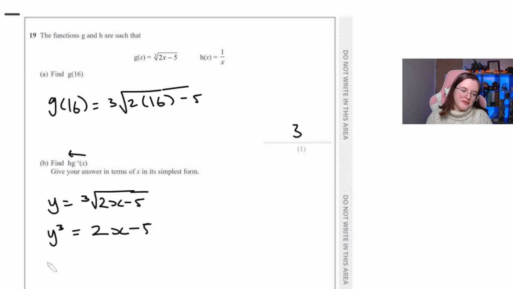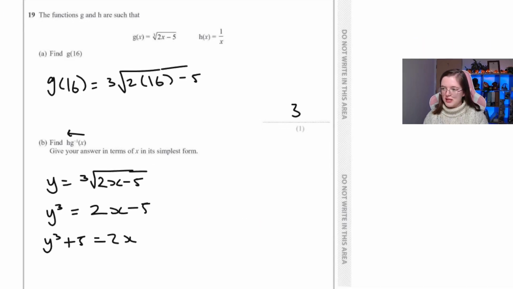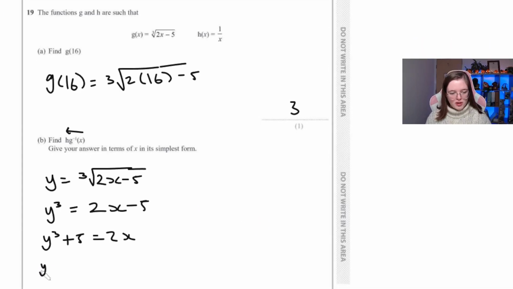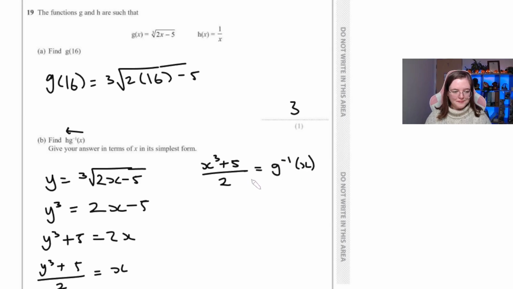I'm going to add 5. So y cubed plus 5 equals 2x. I'm then going to divide by 2. I should put this downwards. There we go. So y cubed plus 5 over 2 equals x. Then I'm going to replace y with x, swap them over again. So I'm going to get x cubed plus 5 over 2, and that is then equal to g minus 1 of x.